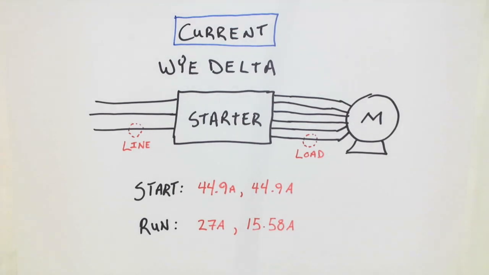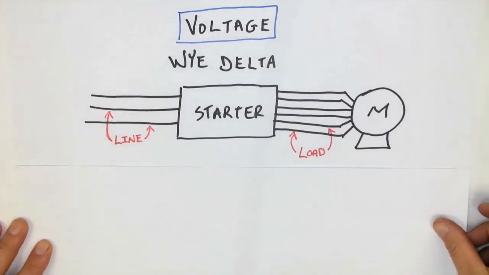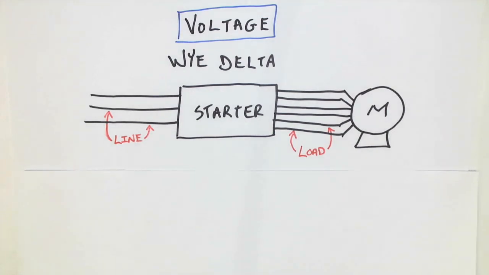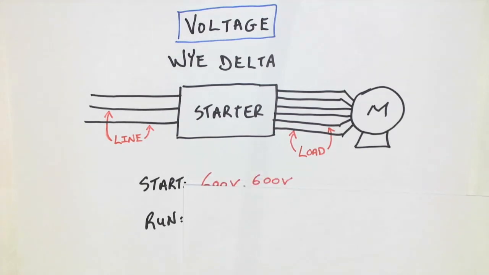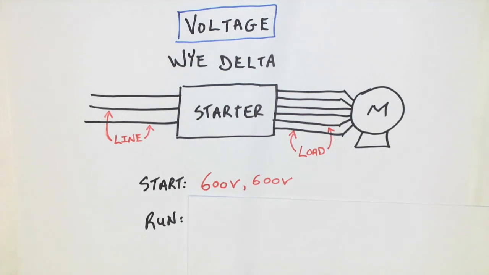Well, what about the voltage then? The voltage on the line and the load side of the starter, for this one, it's actually quite simple. At start, the voltage on both the line and the load side, if we were to measure between these two conductors, would be 600 volts. And that's because this starter doesn't actually reduce the voltage. It changes the orientation of the windings. During run, same thing, 600 volts on the load and 600 volts on the line.